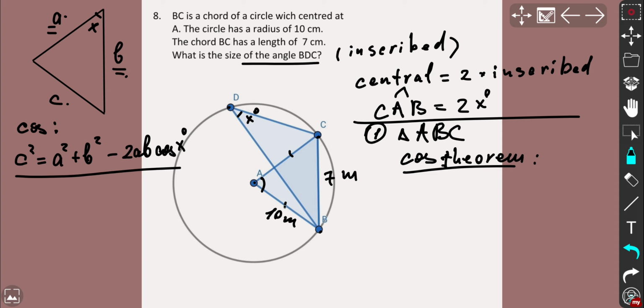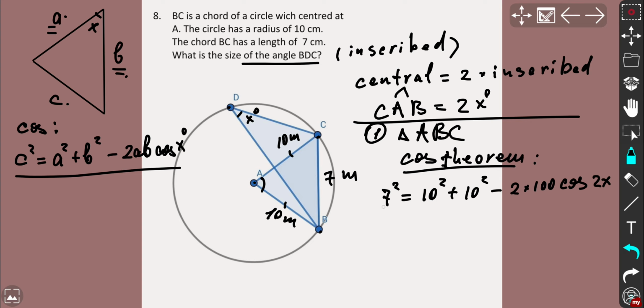We have two sides A and B as 10 and 10 because we have 10 meters on both sides, right? And we can say that c squared, 7 squared, will be equal to 10 squared plus 10 squared minus 2 times 10 times 10, which is 100, and we are going to multiply by the cos of the angle 2x. Remember, that's 2x, the central angle. So times cos of 2x. All right, so how to figure out from there? You just simply need to rearrange so that to determine cos 2x.